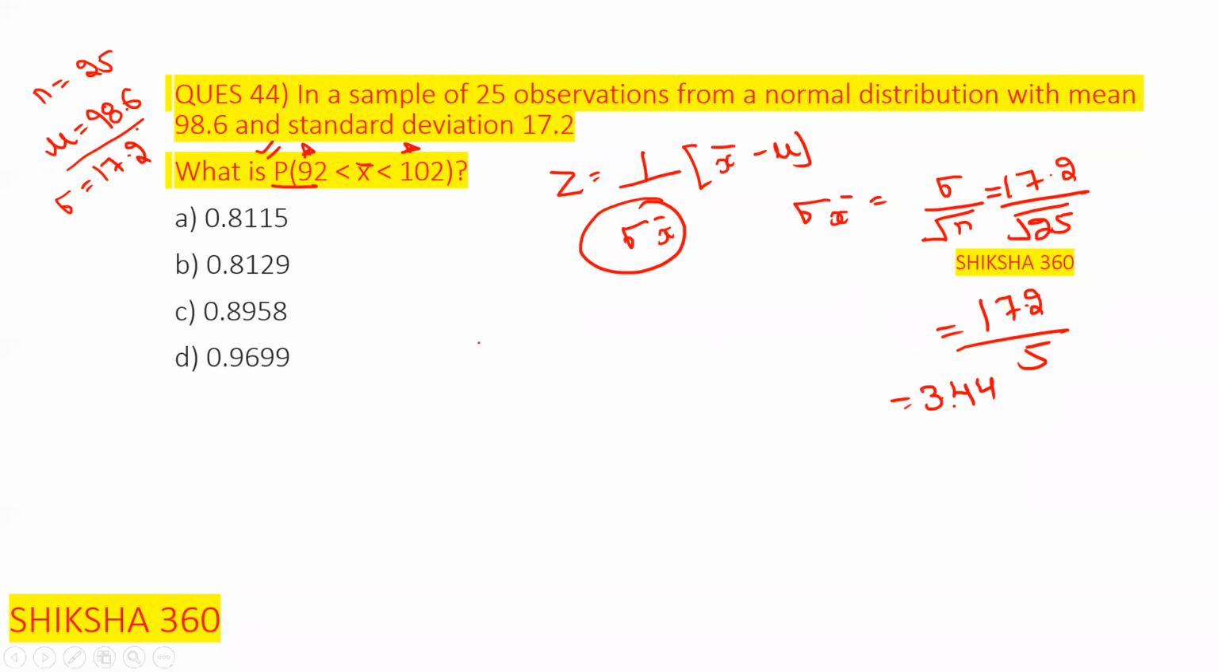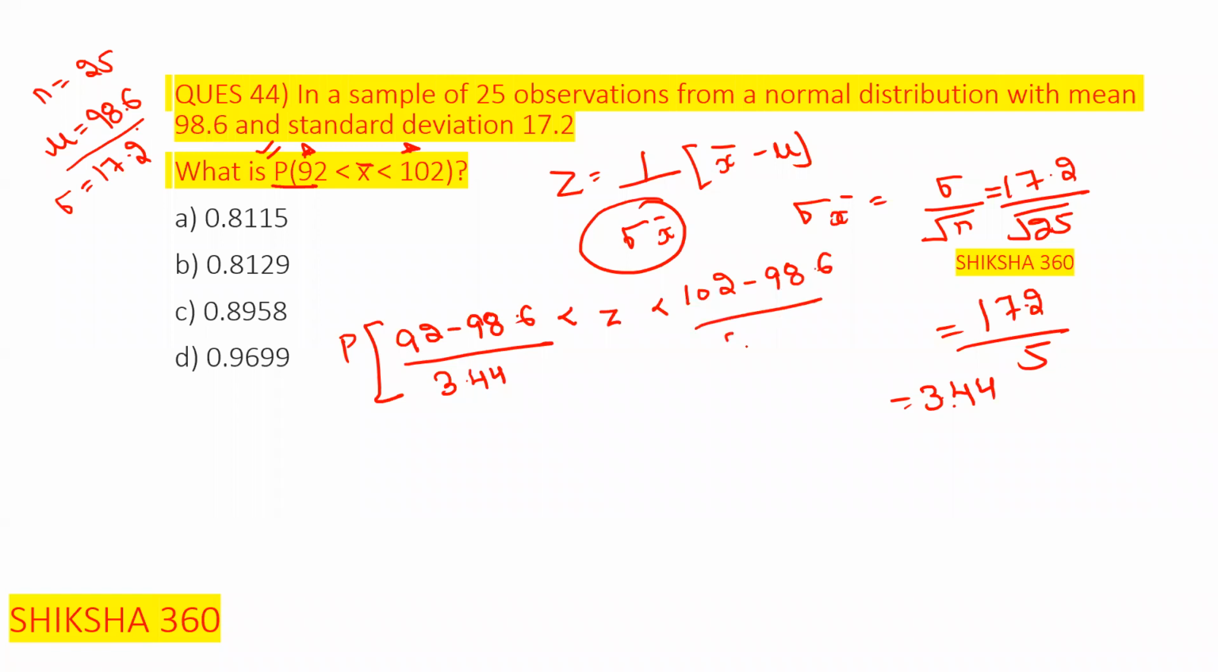So let's put the value here in the formula. P here is equal to 92 minus 98.6 upon sigma x bar, that is 3.44, and 102 minus 98.6 upon 3.44.